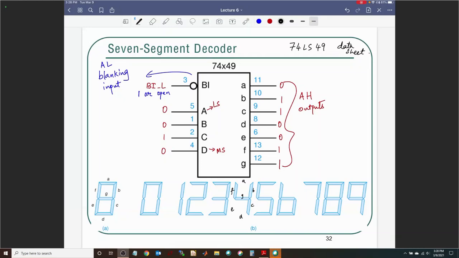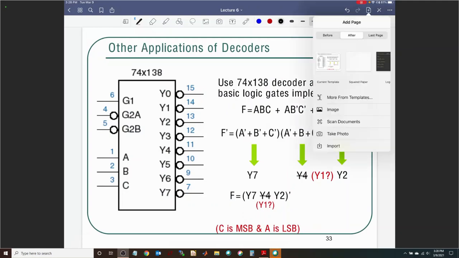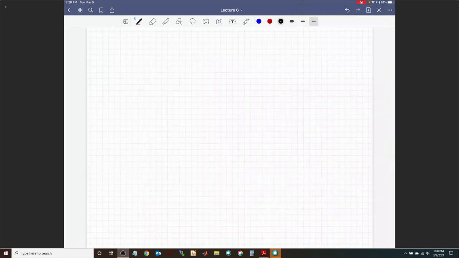Okay, let's move on to some other applications of decoders. And this is particularly interesting to me. Before that, I want to lay out some motivation, which is, let's try to ask this question: how to synthesize logic functions?